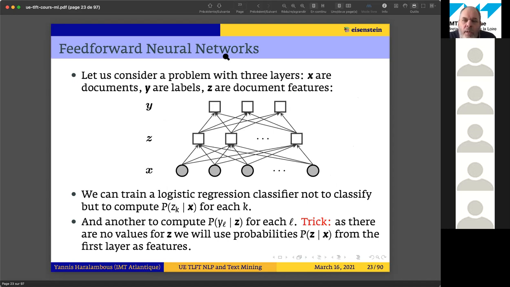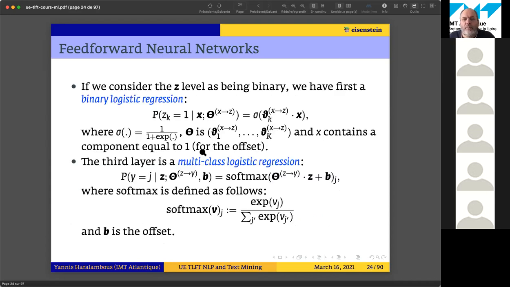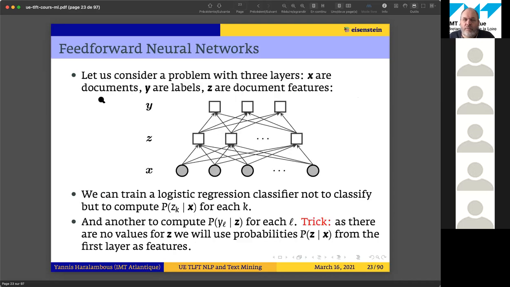Now, the first special kind of neural networks are feed-forward neural networks, so neural networks with more than one layer. But this is the simplest case of multi-layer neural networks, those that feed forward. And the mathematics are quite simple. We take the tools we have seen, and mainly logistic regression, and we apply them to each layer.